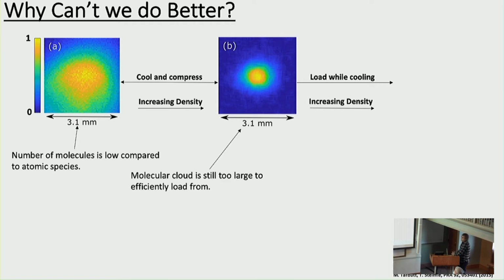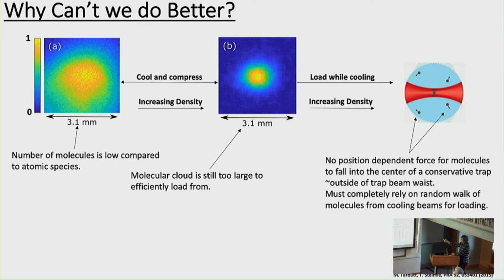The thing I want to concentrate on is this. The molecular cloud is too large to efficiently load into a conservative trap. And what do I mean by that? I have this little cartoon for you guys where the blue is like GMC cooling and the red is symbolizing a dipole trap here. And so the problem is there's really no position-dependent force outside roughly the beam waist for these molecules to fall in. We basically completely rely on random walks in the gray molasses to fall into this trap.